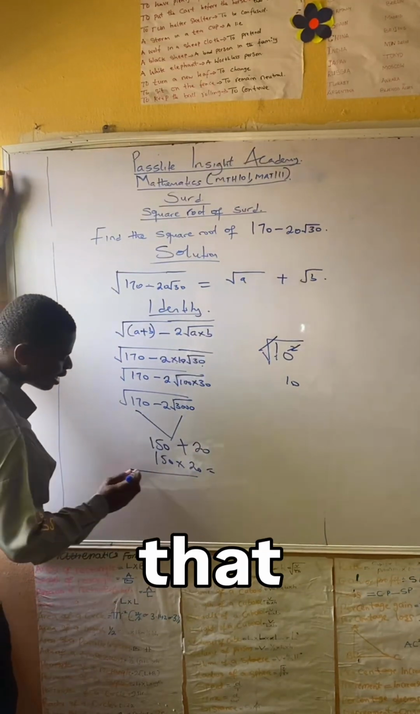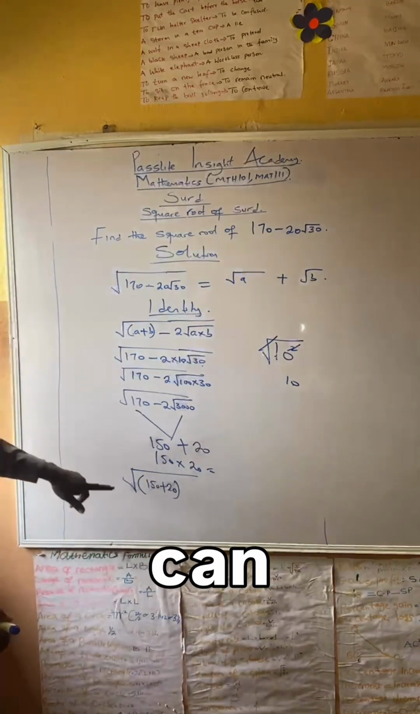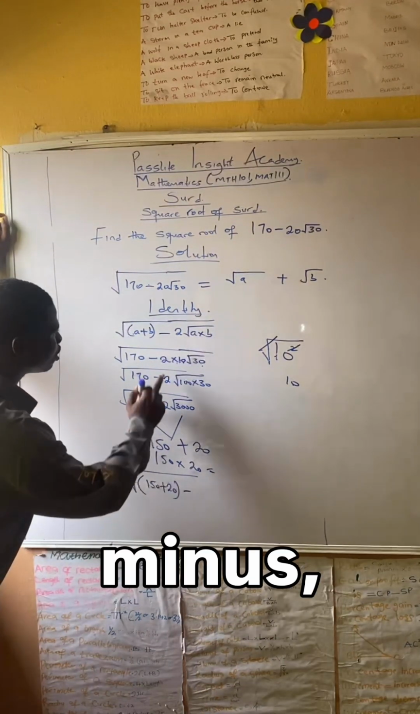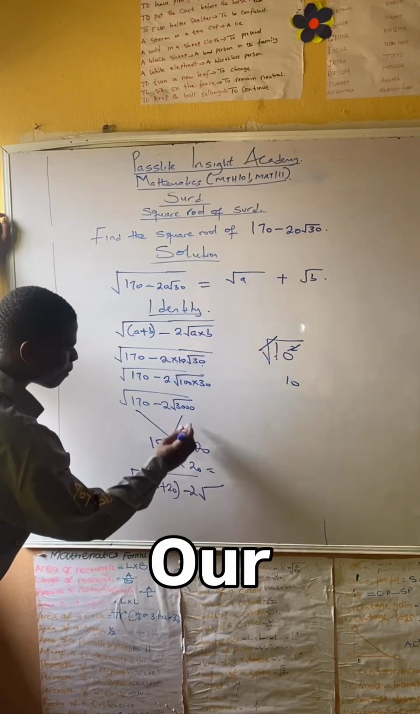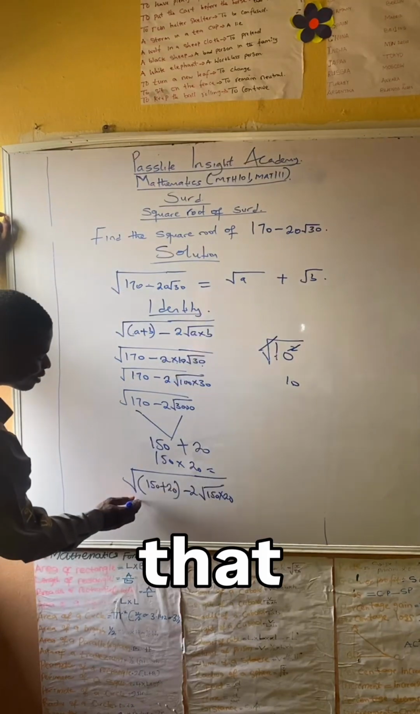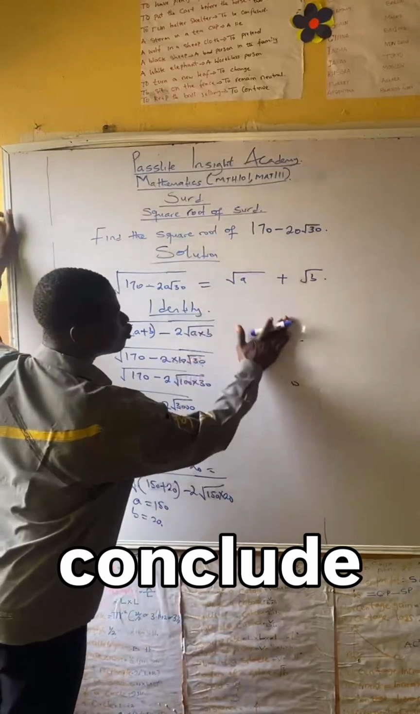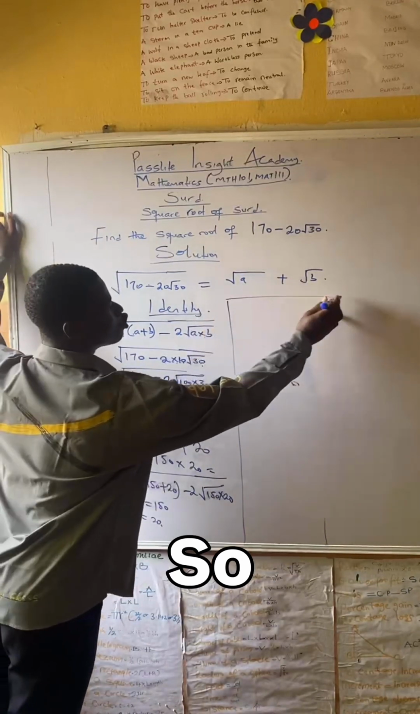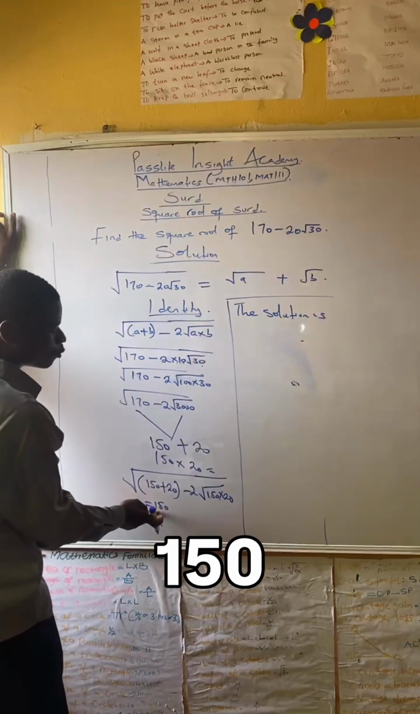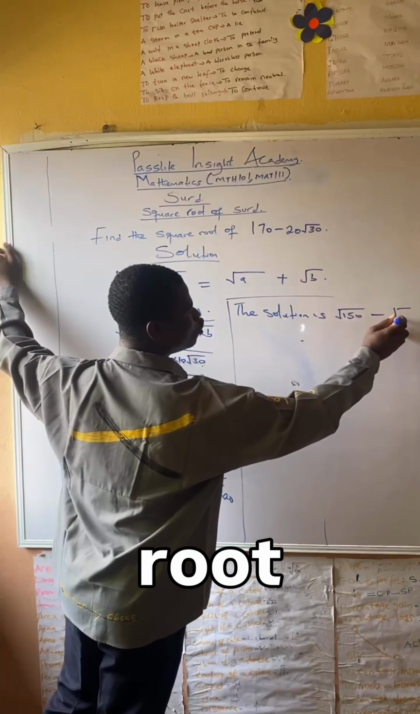So we can write that in the form of these expressions: 150 plus 20. In your exam, you can write 20 plus 150 or 150 plus 20. It's allowed in mathematics. So minus, as you can see now, 2 roots, our 3,000 is 150 times 20. So A is 150 and B is 20. So you can conclude that the solution to the question is root 150 minus root 20.